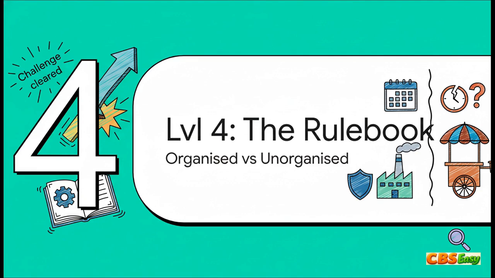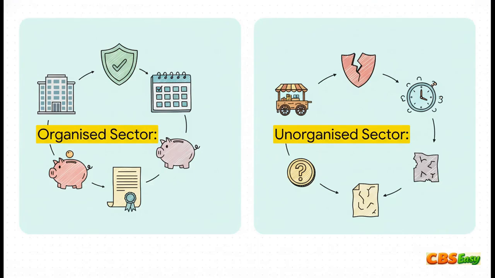See, not all jobs are the same. We can divide them up based on working conditions into two major categories: the organized sector and the unorganized sector. Just look at the difference here. It's pretty stark. The organized sector, where someone like Kanta works, is registered with the government. It has to follow rules, which means you get job security, fixed working hours, paid leave, all that good stuff.